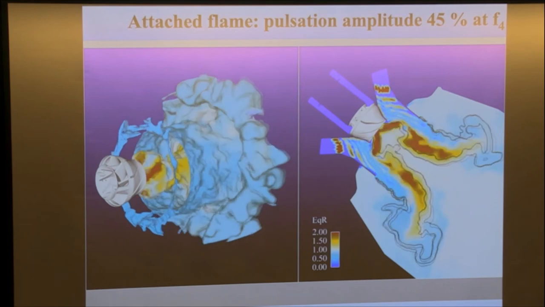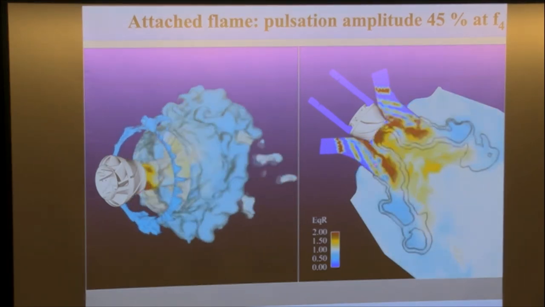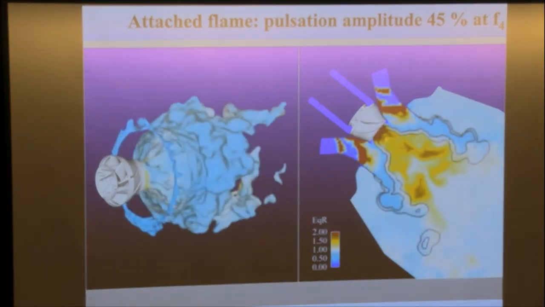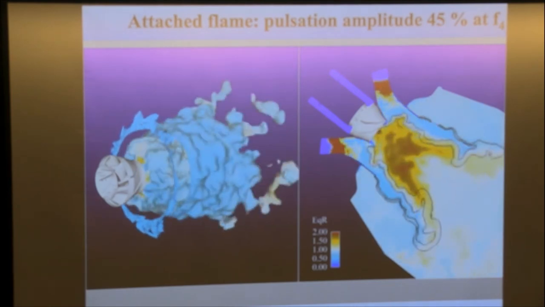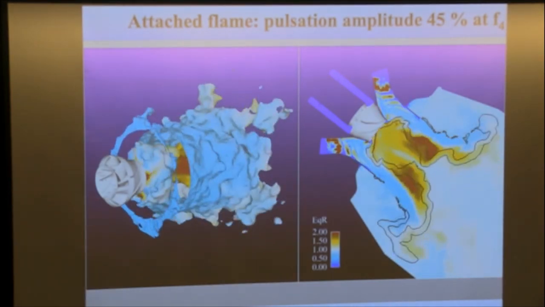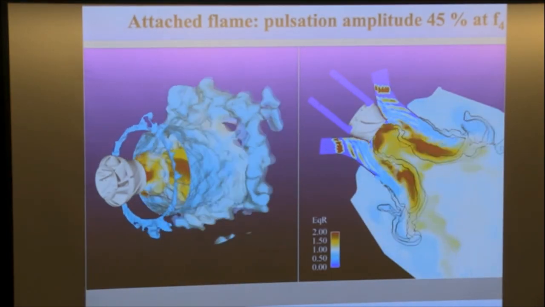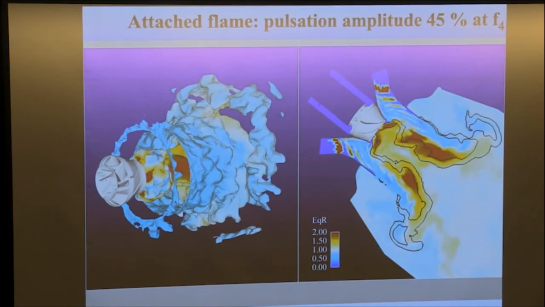Now the flame is attached, and you see that when you pulse it, well, it's moving, but you cannot take it away from here. It's always staying there, and it's not ready to go away. And even if you pulsate it to 45%, which is enormous, we see that it's resisting any change. In other words, when the flame is attached, you cannot move it away. It's just a place where it wants to be.